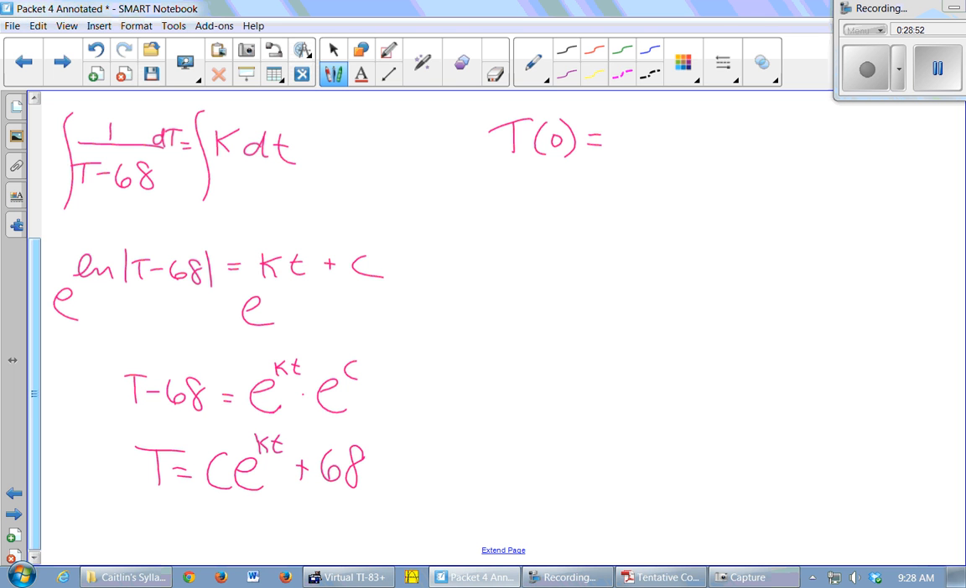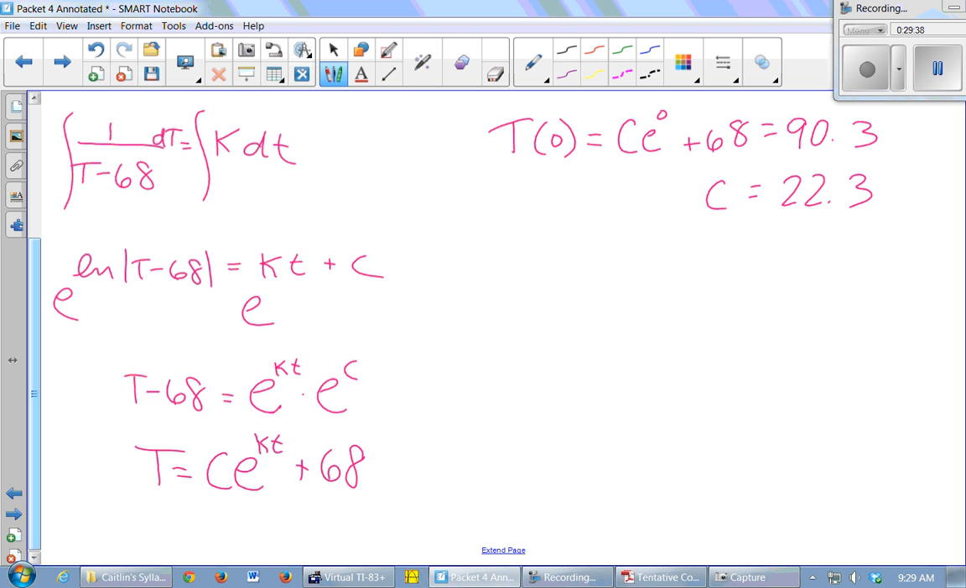So if we call time 0 the time of discovery, what was the temperature of the body? 90.3. So if I plug in a 0 for time, for little t, I get c e to the 0 plus 68. That's supposed to equal 90.3 degrees. E to the 0 is just 1, so c is 90.3 minus 70 would be 20.3, and subtract 2 more, so 18.3. 22.3? Oh, yeah, right.